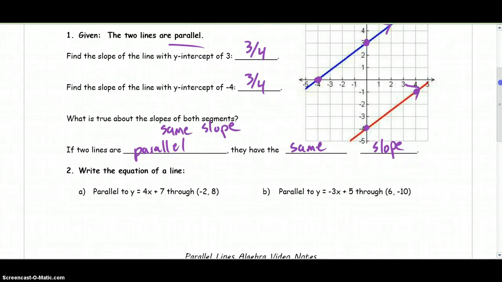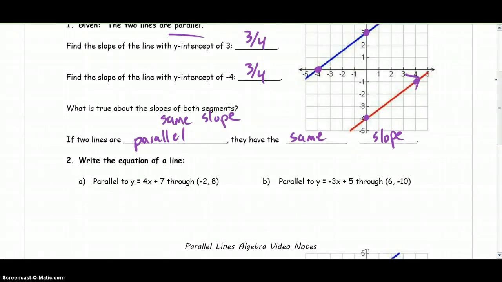It says to write the equation of the line parallel to y equals 4x plus 7 and through the point negative 2, 8. Well, if it's parallel to y equals 4x plus 7, we know that it has to have a slope of 4. So I know the equation of my line has got to be y equals 4x plus some y-intercept value. We'll call that b for now, and we're just not quite sure what that is.